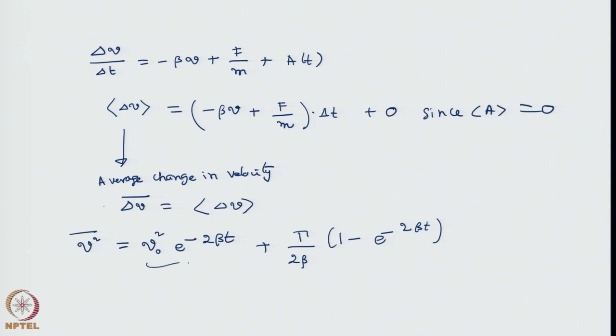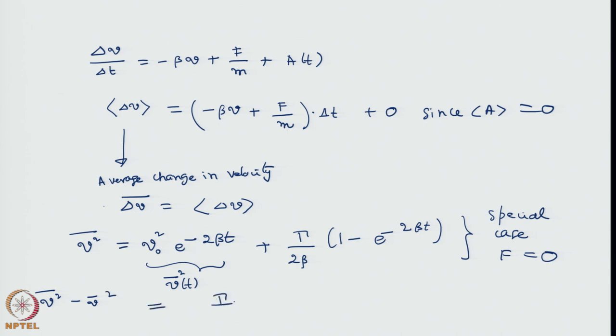Now we see that this was the original v bar if there is no external force. Now let us consider a special case: F equal to 0, no external force. Then this term is basically v bar t whole square. Hence we have v square bar minus v bar square is essentially gamma by 2 beta into 1 minus e to the power minus 2 beta t.